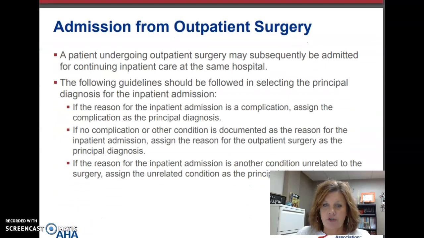Same thing with outpatient surgery. So if a patient was in outpatient surgery, let's say they were in there for cataracts, following the guidelines should be selected. If the reason for the inpatient admission is a complication, then you would assign that complication. So let's just say that they were, this is a bad scenario, but having hemorrhaging. Okay, they had cataract surgery and had hemorrhaging from the one eye. The complication would be hemorrhaging. That's going to be now my principal diagnosis for that inpatient stay.